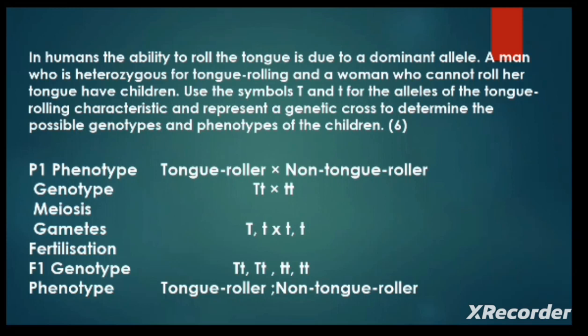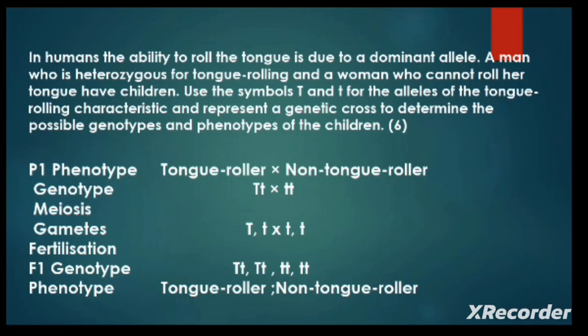Now what do you do? This is out of 6 marks. You write P1, and next to P1 you write phenotype. Under phenotype you write genotype. Under genotype, meiosis, you write gametes, you write fertilization, you write F1 genotype, and then the last one is phenotype. So you need to make sure that you know this by heart, from P1 to the phenotype at F1. Nobody's going to give you this in your examination.